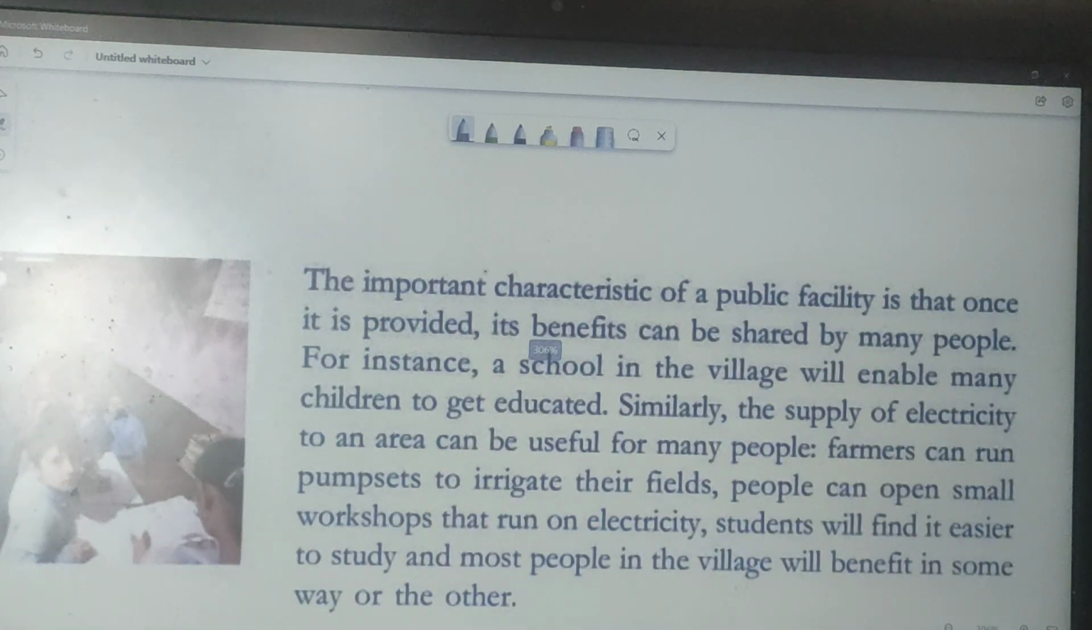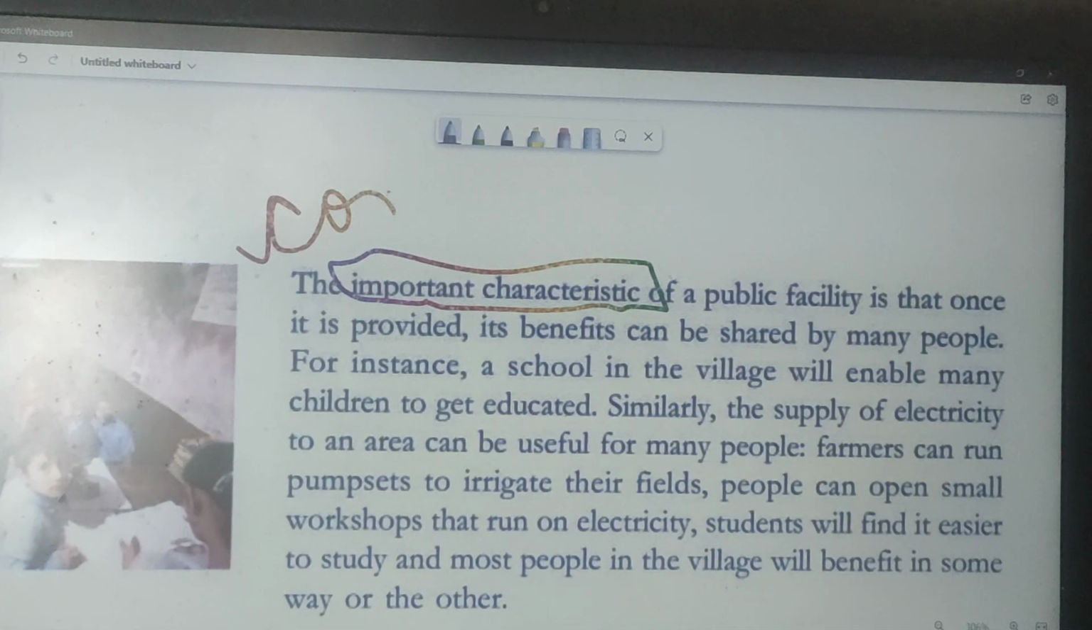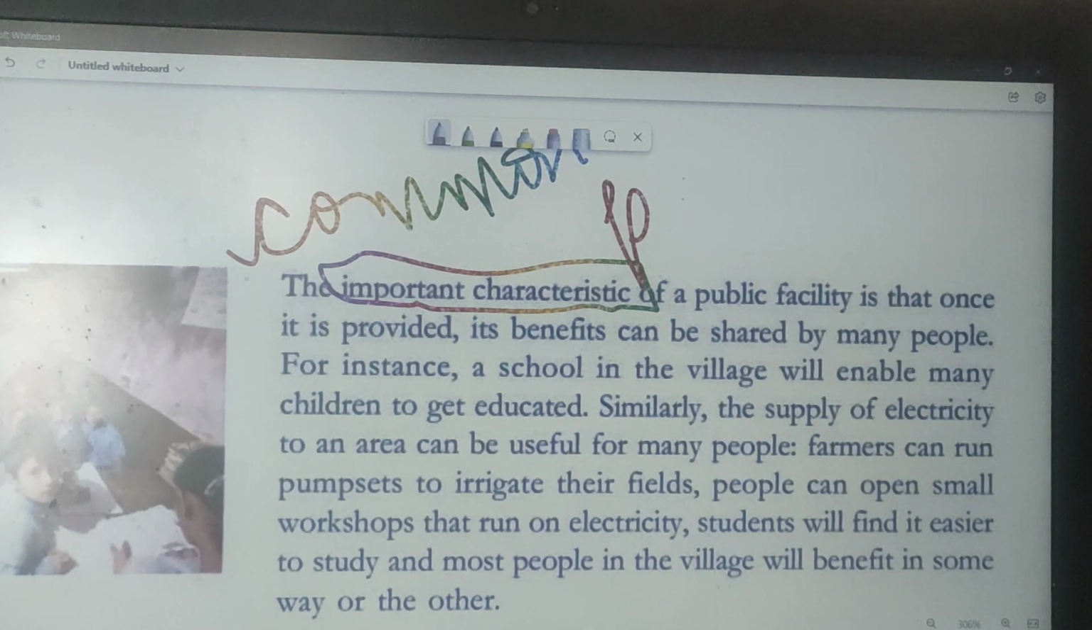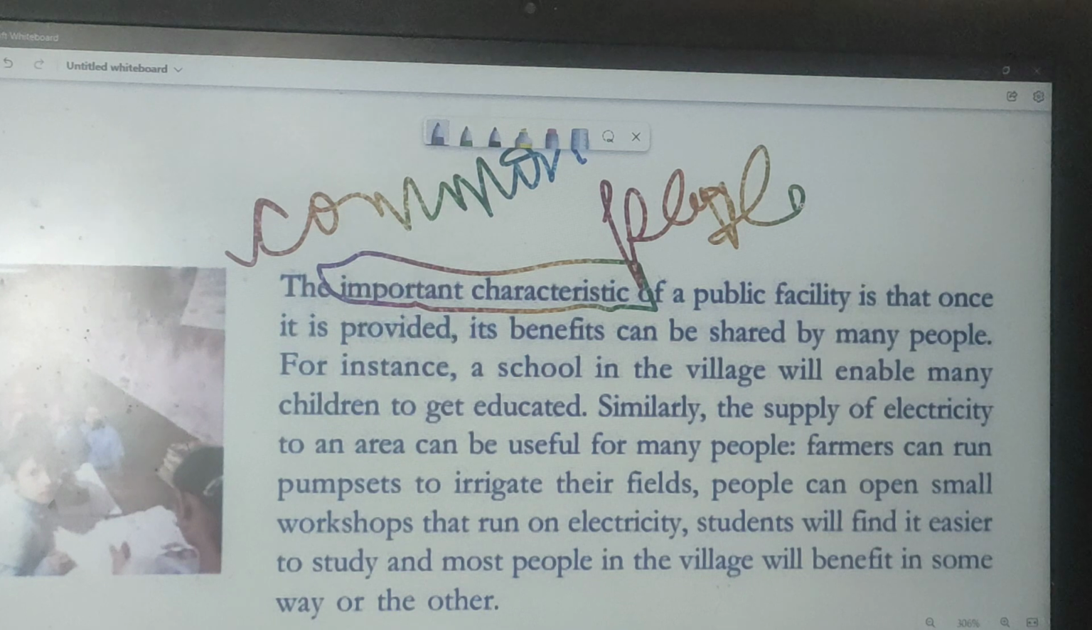This paragraph is telling us that public facility is an important characteristic, that it should be provided to the common people as well as the people who cannot have their own vehicles, and who are having them may also use it. And these benefits can be shared by many people.